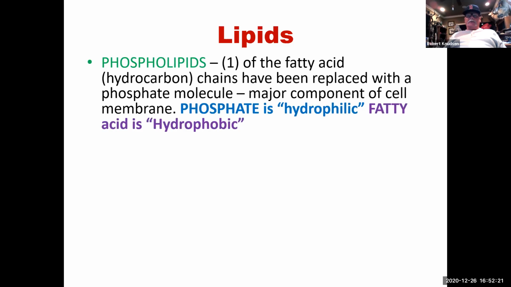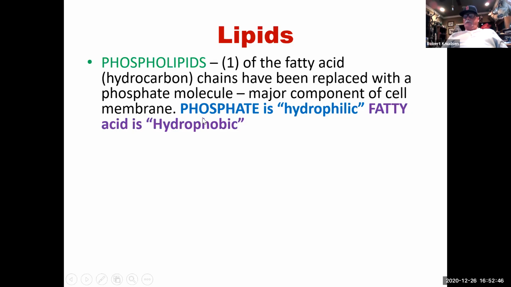Phospholipids. One of the fatty acid hydrocarbon chains has been replaced. Remember I did this? Said you had 3 and you take one away and you put a phosphate group on there. Phosphate is just an element. Now you have a phospholipid. Look what I said. One of the hydrocarbon chains has been replaced by a phosphate molecule. Major component of a cell membrane, phosphate. And it's hydrophilic. Okay. Phosphate is hydrophilic.